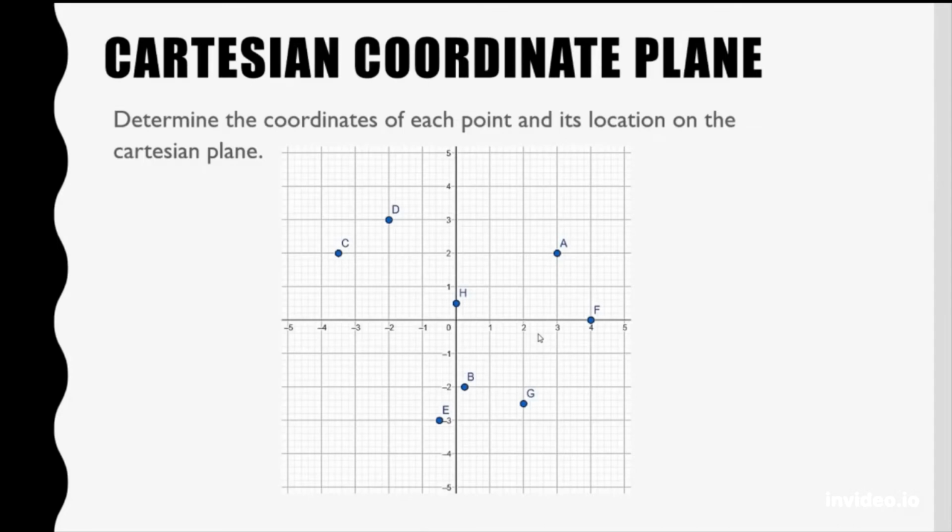So for your activity, which will be uploaded on the Google Classroom, all you have to do is determine the coordinates of each point and its location on the Cartesian plane. So you have here on the illustration points A to H. So for coordinates, you have to give its ordered pair, and for its location, you have to tell where it lies in the Cartesian plane.